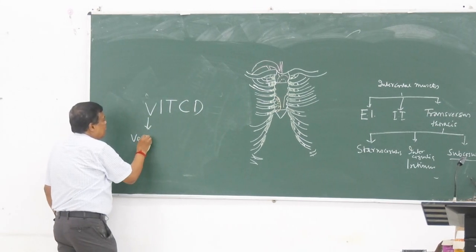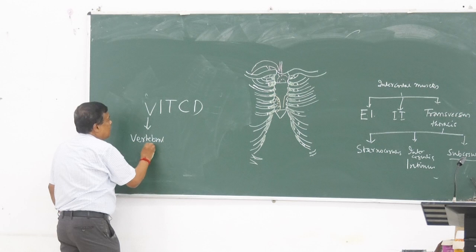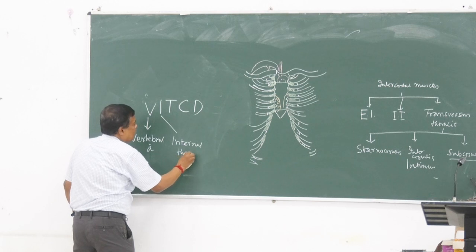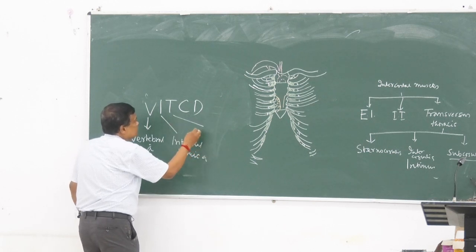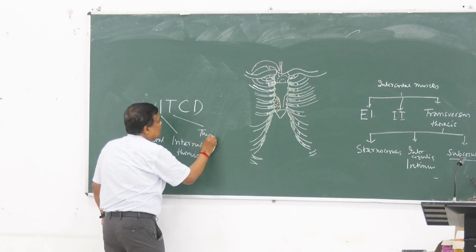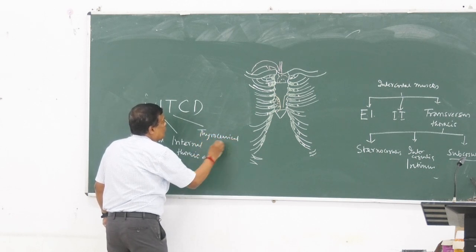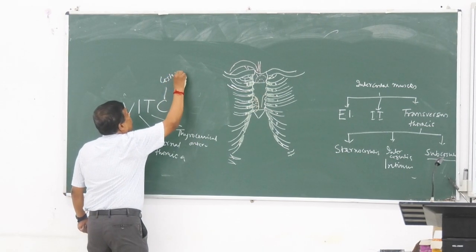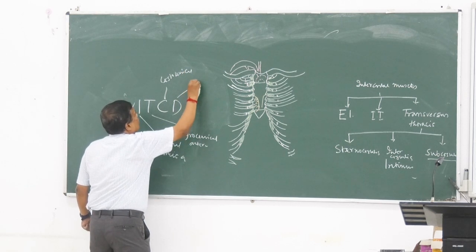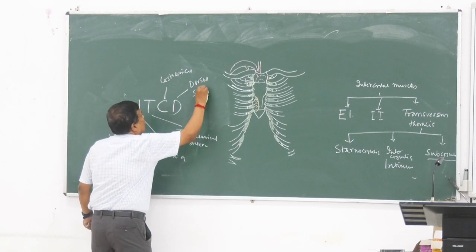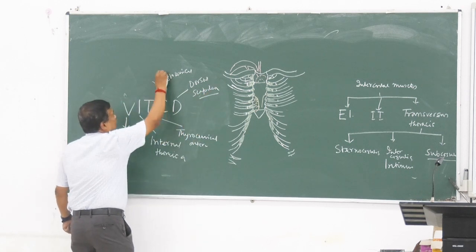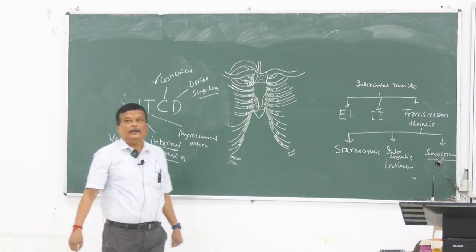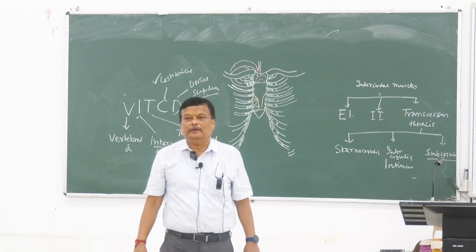সাবক্লেভিয়ান আর্টারি ব্রাঞ্চেস হতে আমি মনে রাখতে বলি ভিট সিডি দিয়ে। ভার্টিব্রাল আর্টারি, ইন্টারনাল থোরাসিক আর্টারি, থাইরোসার্ভাইকাল ট্রাঙ্ক আর্টারি বা ট্রাঙ্ক বলা হয়, কস্টোসার্ভাইকাল, এখন। So internal thoracic artery is a branch of the subclavian artery.